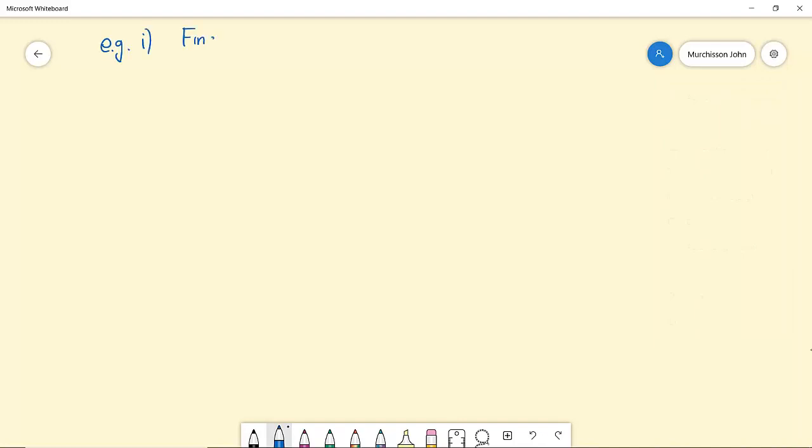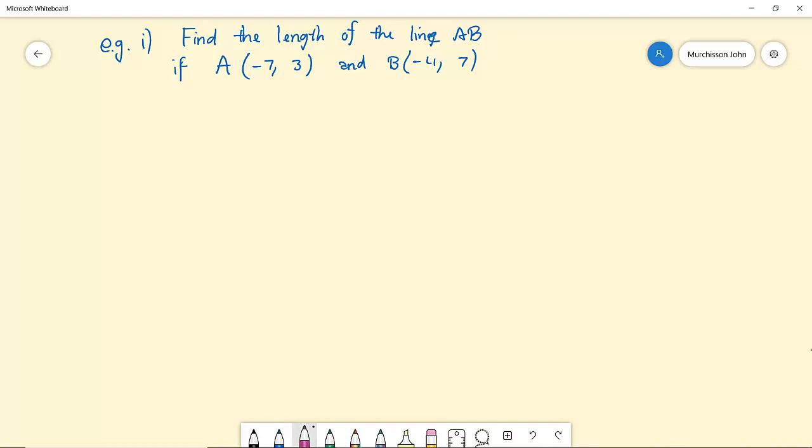Example 1. Find the length of the line AB if A has coordinates -7, 3, and B has coordinates -4, 7. Solution.